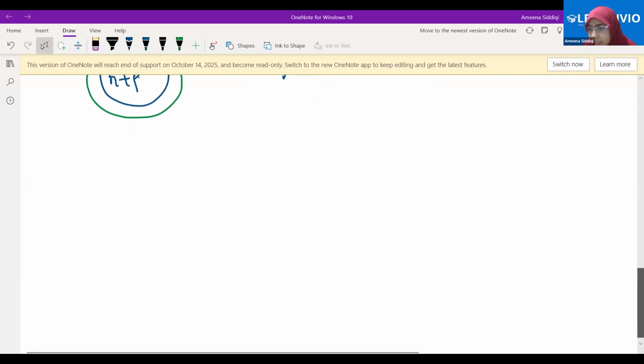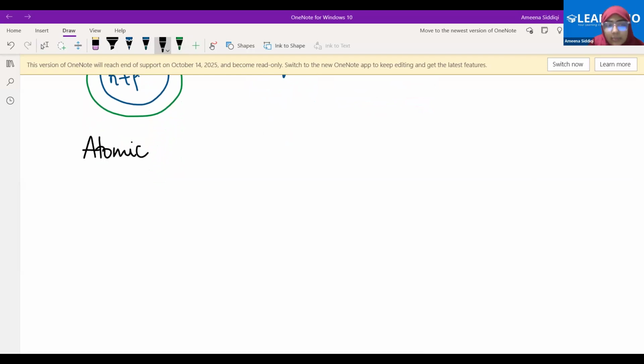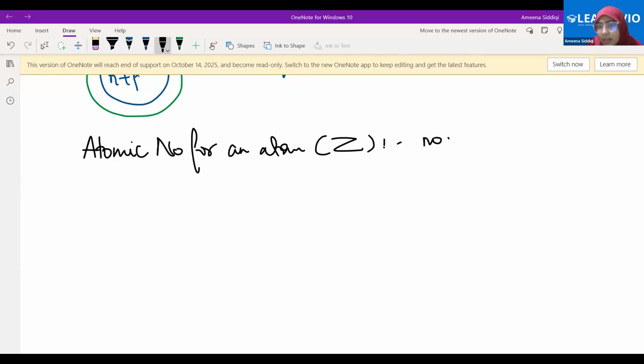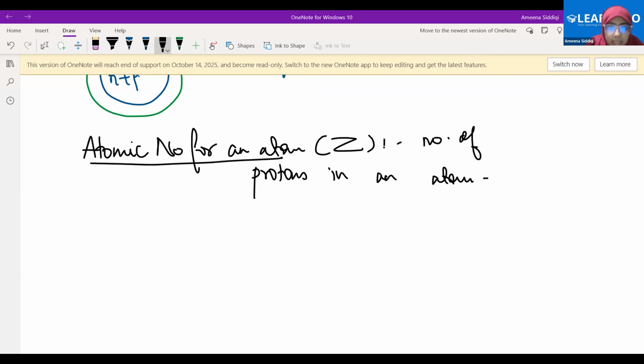Now see, how do we know the number of electrons, protons, and neutrons in an atom? Very, very important: we have the atomic number for an atom, represented by Z. This tells the number of protons in an atom. And always remember, atomic number is like an identity card for the atom.